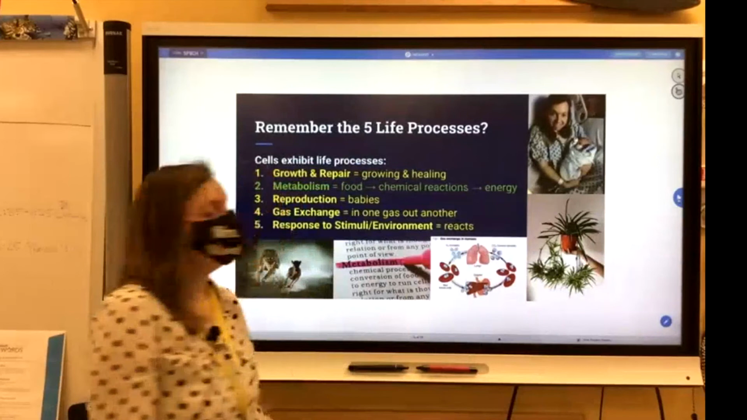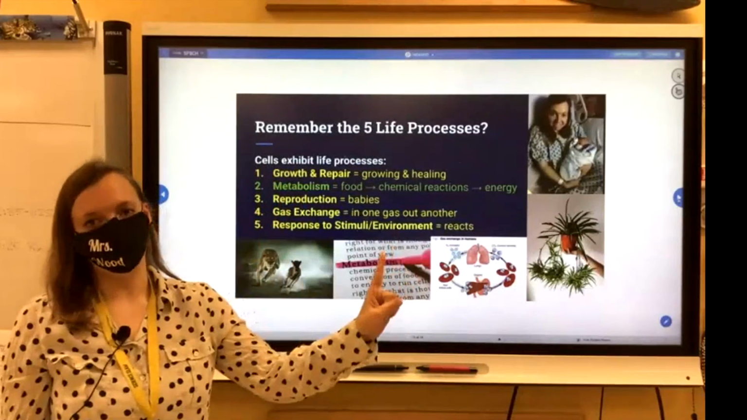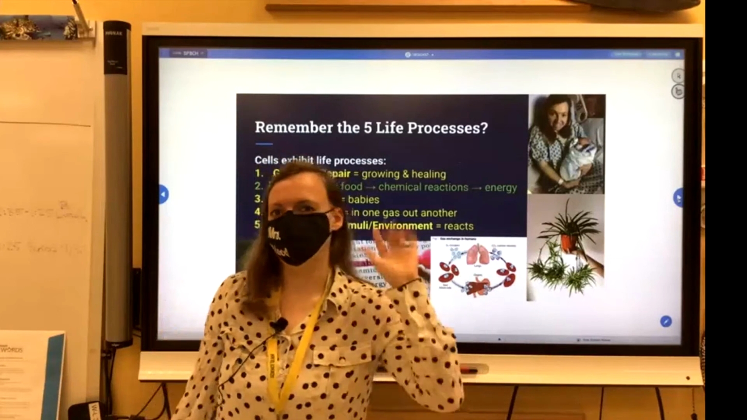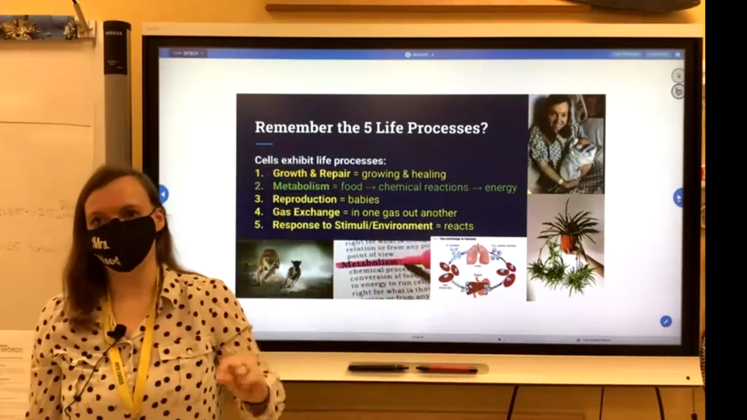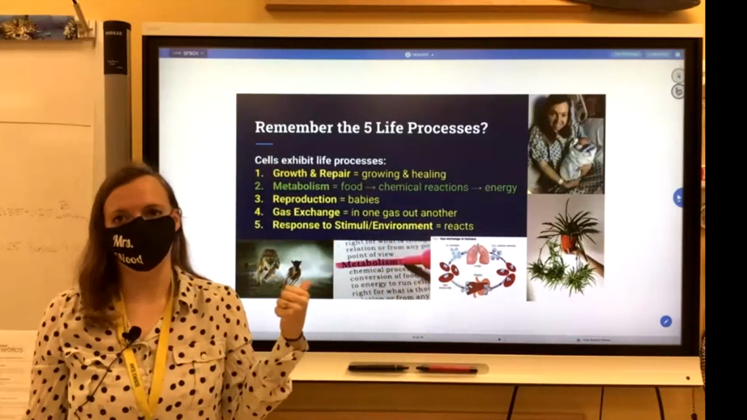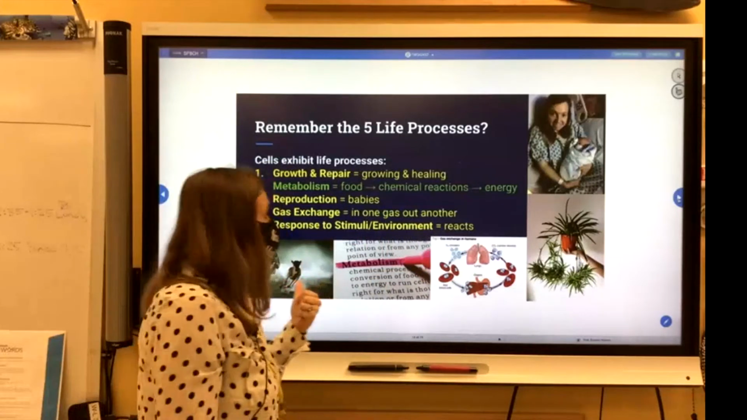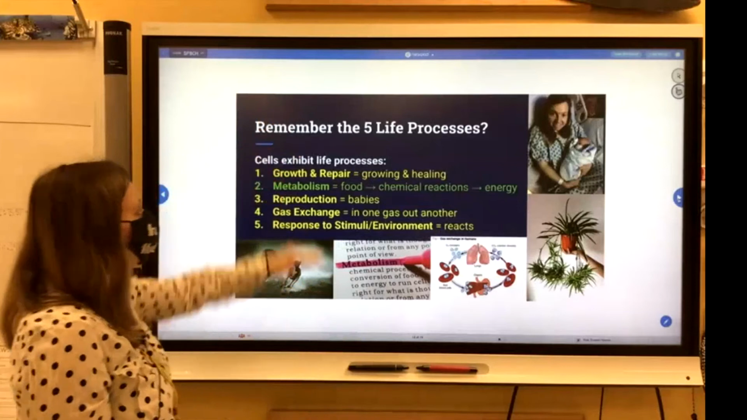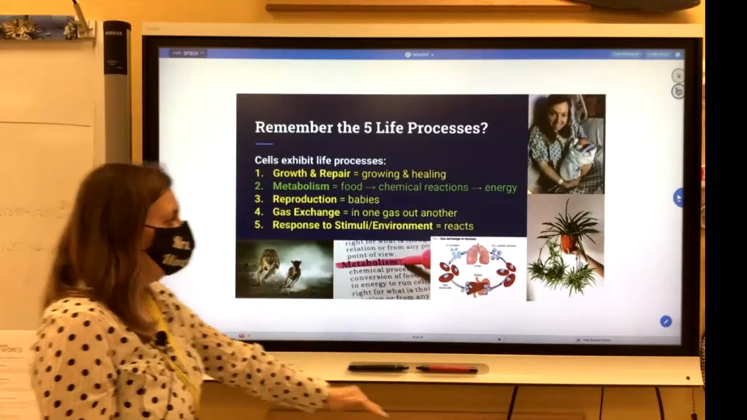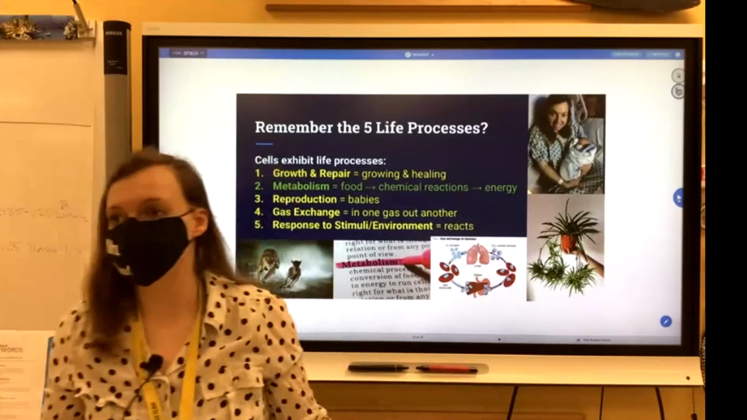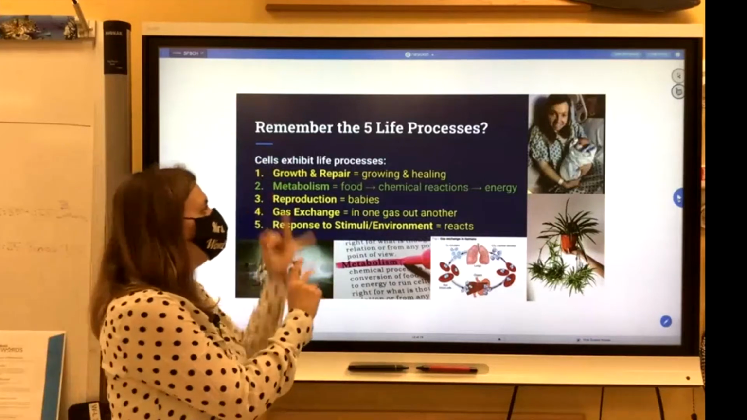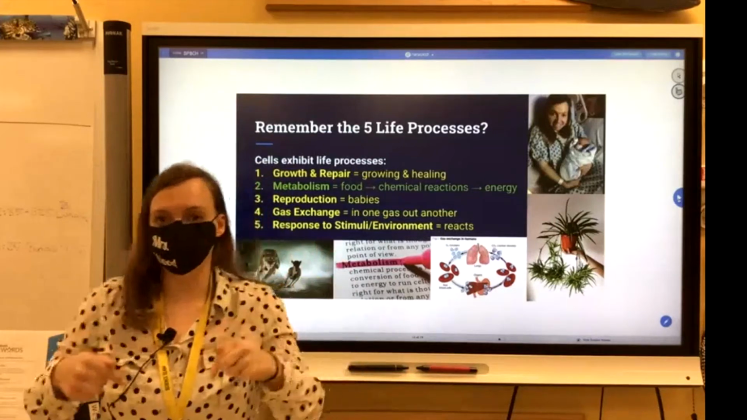Okay, you knew where I was going next, right? Metabolism is one of our big five life processes. You see this slide almost every unit. It came up in the bingo yesterday. Our five life processes. Every living thing has to do these to stay alive, to keep their species going. Remember, growth and repair, that's growing and healing. Metabolism, ding, ding, ding, that's what we're talking about.